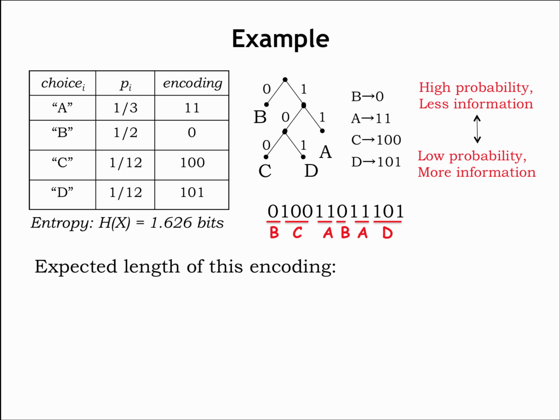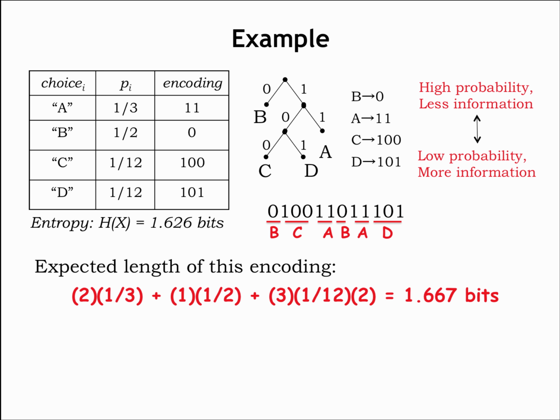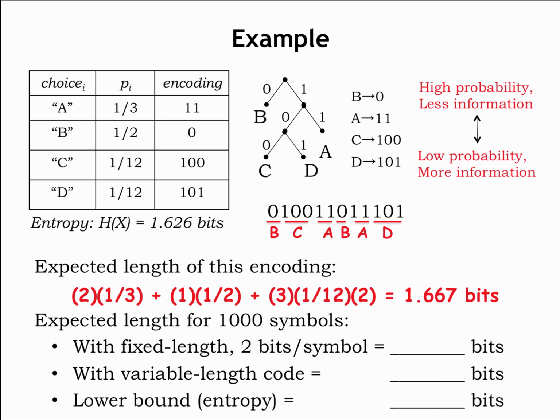The expected length of this encoding is easy to compute. The length of A's encoding, 2 bits, times its probability, plus the length of B's encoding, 1 bit, times a half, plus the contributions for C and D, each 3 times 1/12. This adds up to 1 2/3 bits.